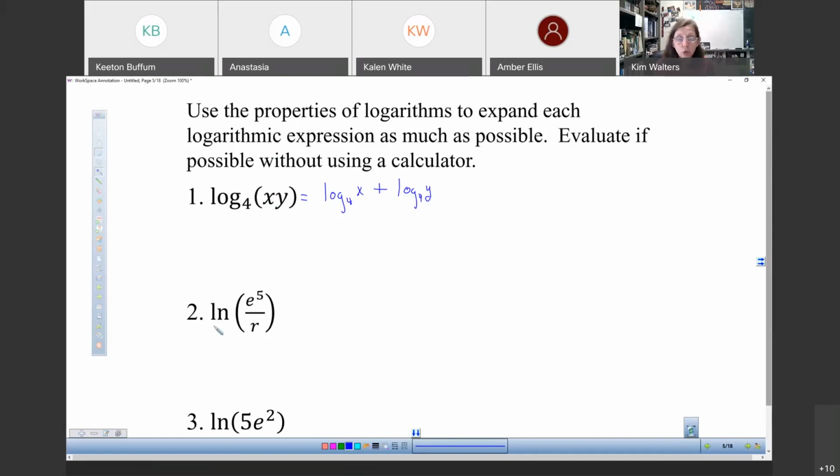So in number 2 here, I have a natural log. That's a log base e, all right? Remember that. And this is going to be the natural log of e to the 5th and the natural log of r. And what operation am I going to use between these two logarithms?